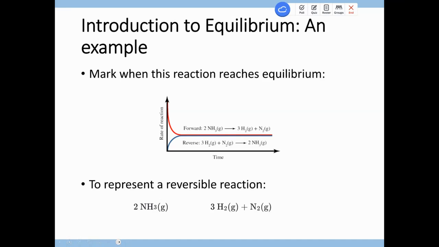Okay, where is equilibrium reached based on this? Yeah. The point where they meet and they become equal to each other. We said that at equilibrium, the rate of the forward reaction equals the rate of the reverse reaction. So as soon as they are equal to each other, that's also the point where the rate stops changing. So right here is where equilibrium is reached. They've reached equilibrium.